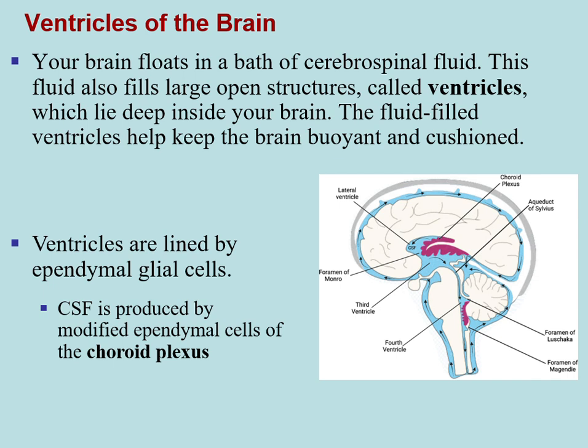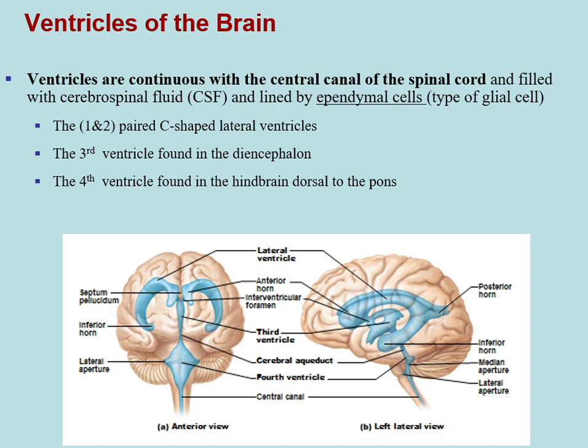Let's continue on and talk about those canals or spaces that are in the brain. The brain actually floats in a bath of cerebrospinal fluid that surrounds it, but this fluid also fills internal large open structures called ventricles in the brain. Now these are fluid-filled spaces that help keep the brain buoyant and cushioned, but they're also lined by ependymal glial cells, and modified ependymal cells in these ventricles, which are called the choroid plexus, actually produce cerebrospinal fluid. The ventricles of the brain are continuous with the spinal cord and its middle space called the central canal, and all of these connected areas are filled with CSF.